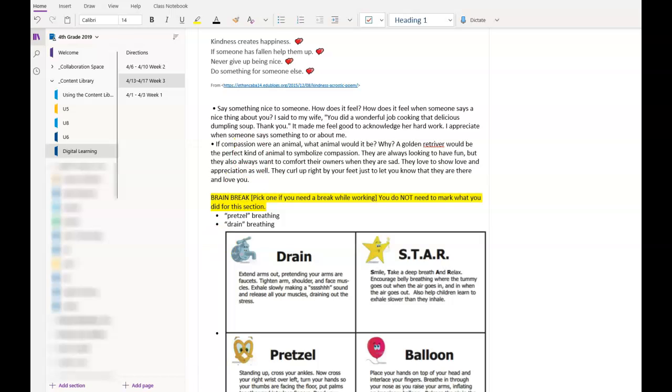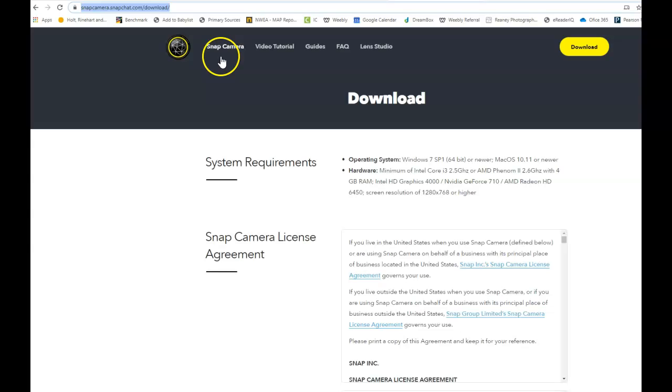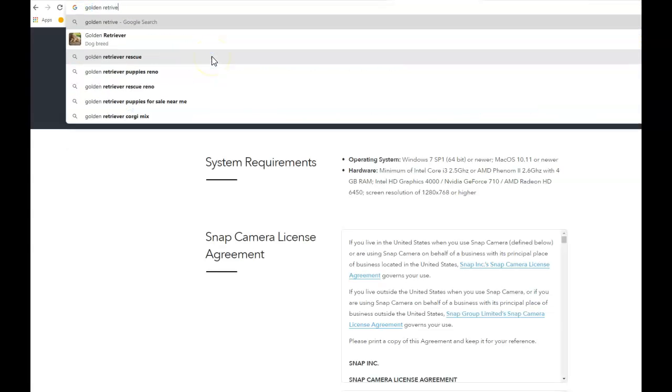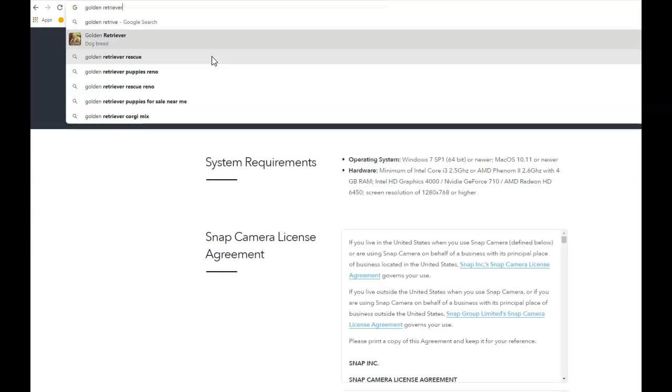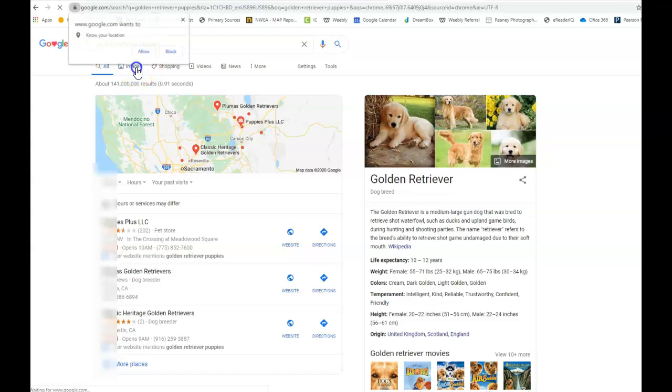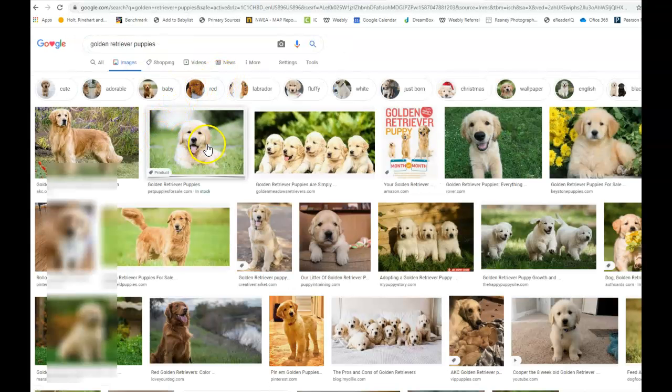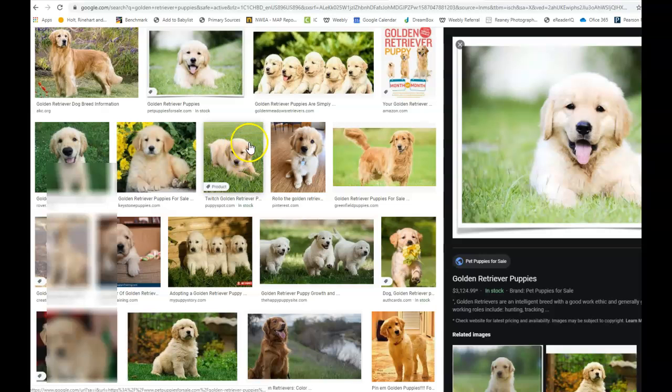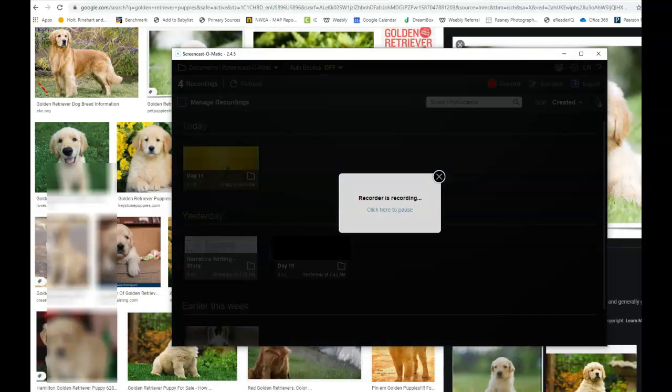Okay, and just so you can see, here is one of my favorite golden retriever pictures. See, look how happy that little guy is. All right, that's it for your SEL for the morning.